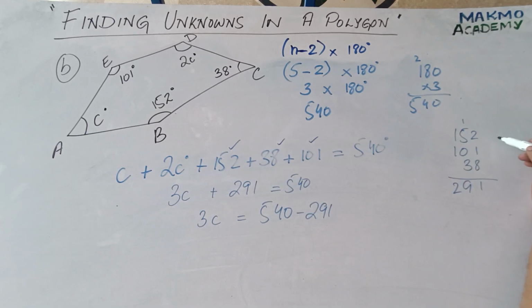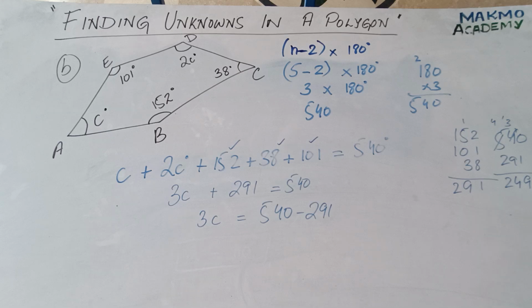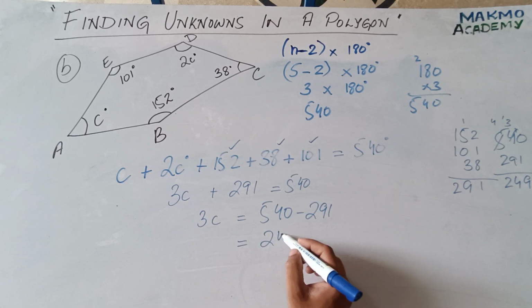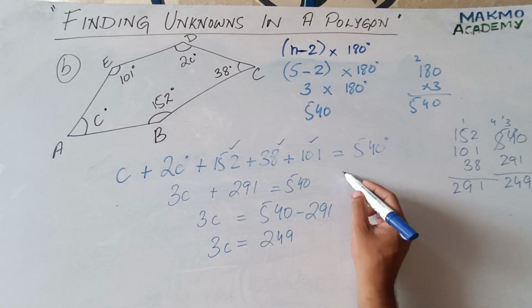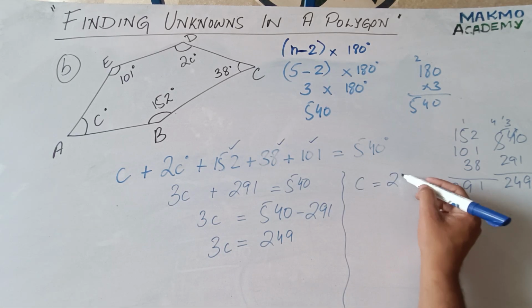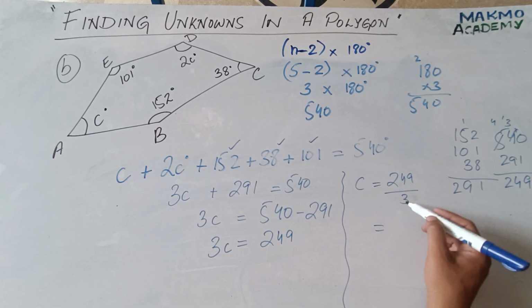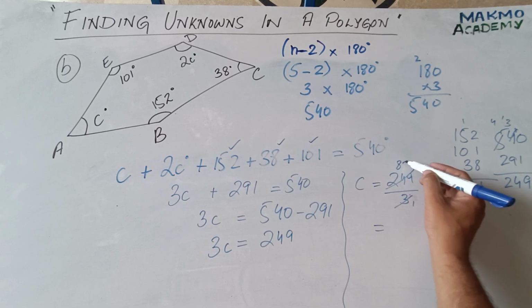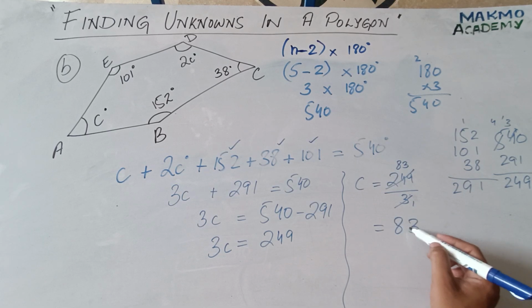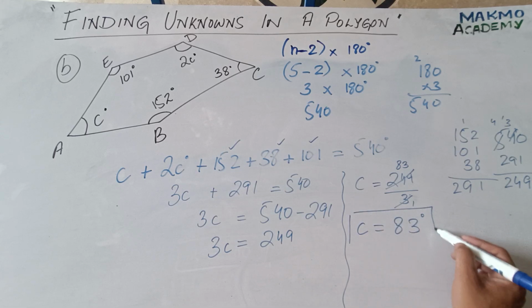So now it's time to subtract. So 540 minus 291. So it would become 3. 10 minus 1 is 9 and 13 minus 9 is 4. 4 minus 2 is 2. So it's 249. So 3C is equal to 249. Now C is equal to 249 divided by 3. So 3 4s, 3 1s are 3, 3 8s are 24 and 3 3s are 9. So 83. So the size of angle C is equal to 83 degrees.